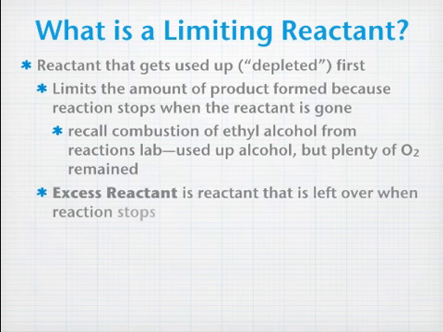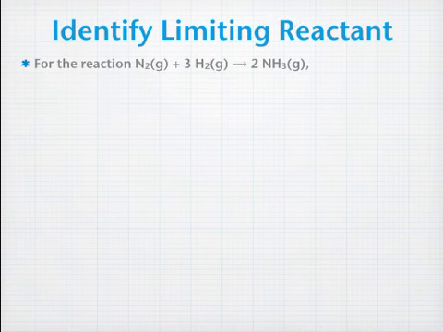The excess reactant is the other reactant or reactants, and those are the reactants that are left over when the reaction stops. If you remember back to our very first reaction in the year, we had two different situations with aluminum and the copper 2 chloride. In one situation the aluminum was used up and the copper 2 chloride blue solution remained, and in the other situation the copper 2 chloride blue solution was used up and the aluminum remained. So the important thing in this section is learning how to identify which of the reactants is going to be limiting.